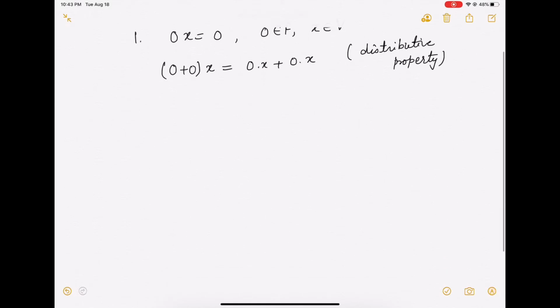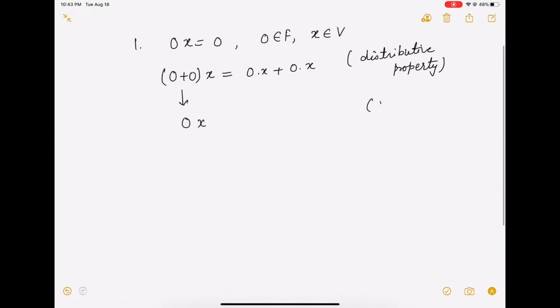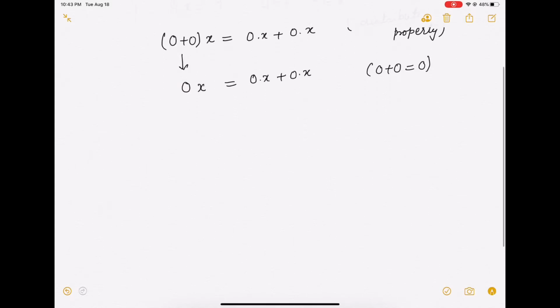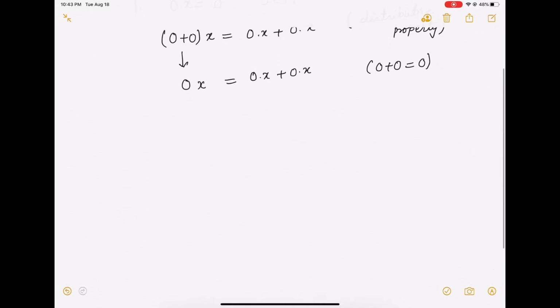Next, 0 plus 0 actually gives you 0. That is, in vector space V, 0 plus 0 is 0. This gives you 0, and here 0 dot x plus 0 dot x. Next, this 0 can be written as 0 plus 0x.